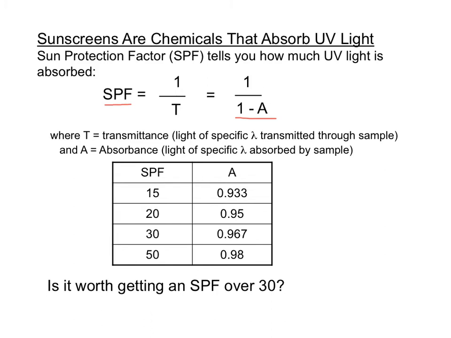SPF 20 absorbs 95% of UV light. SPF 30 absorbs 96.7% of UV light. The experts claim you should use at least an SPF 30 sunscreen. Is it worth the extra expense to get a sunscreen with an SPF over 30?